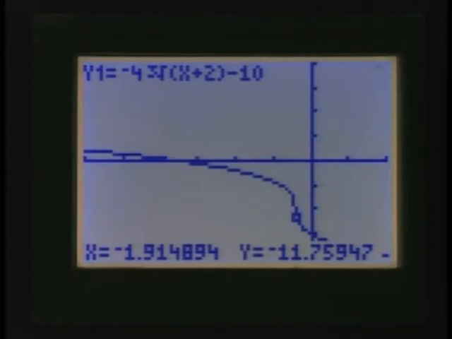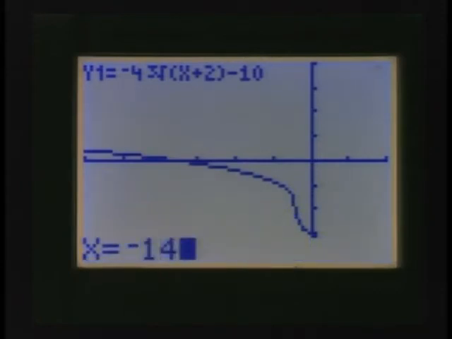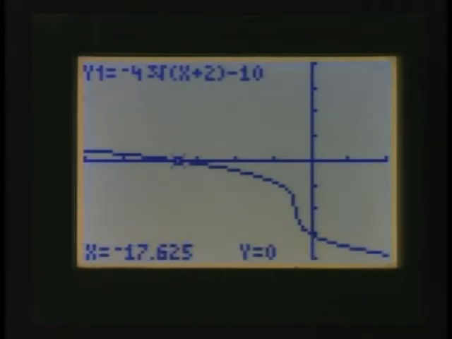And now we're going to punch in negative 141 divided by 8. And we're hoping for what? When I hit enter, 0. We're hoping for 0. And there it is, folks. You can see the precise y value being 0 there. Feel good? Okay.